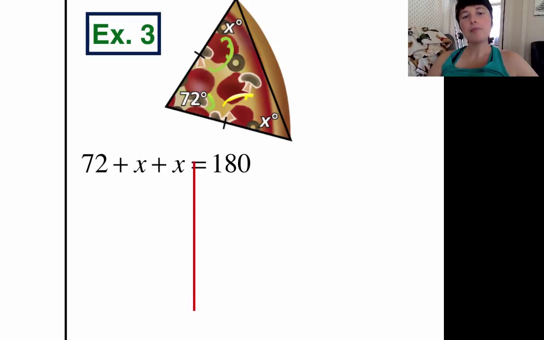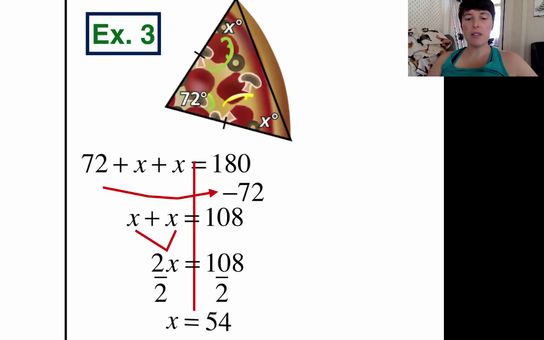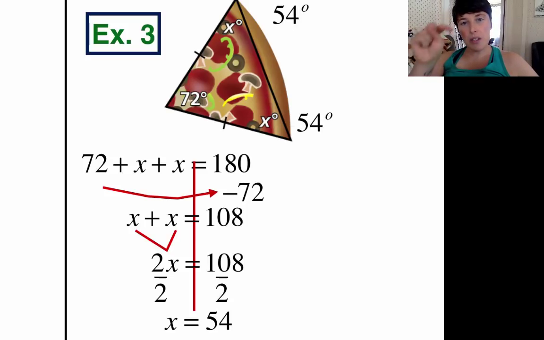Maybe, maybe not. Okay, so to solve this, I'm going to take the 72 away, and I'm going to make that 108, and then I'm going to combine x plus x. X plus x is 2 x's. So we got to divide by 2 to get rid of the 2. And 108 divided by 2 is 54. So we've found our solution. X is equal to 54. So both of those angles are 54 degrees and 54 degrees. Next time you look at your pizza slice, you can think about that.